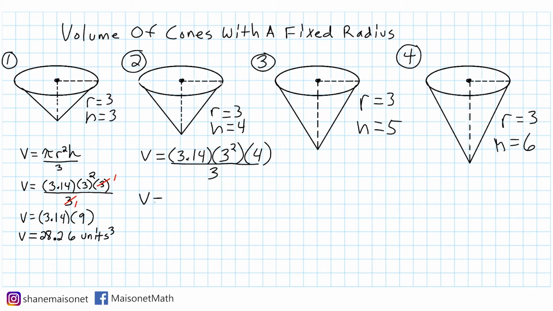Volume equals 3.14 and let's change 3 squared into 9 times 4 over 3.